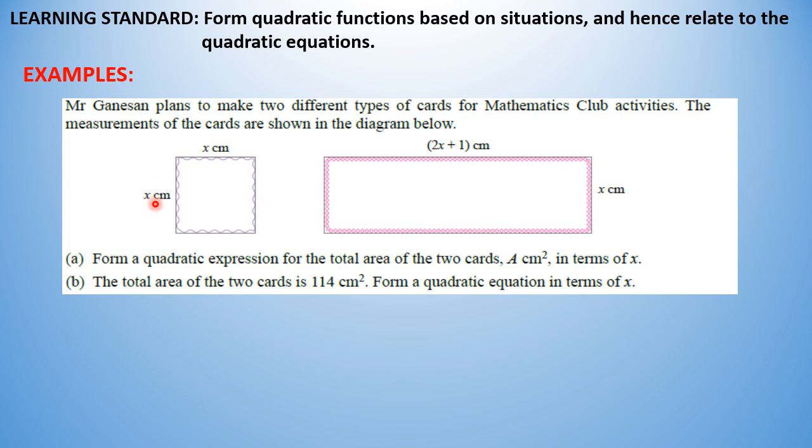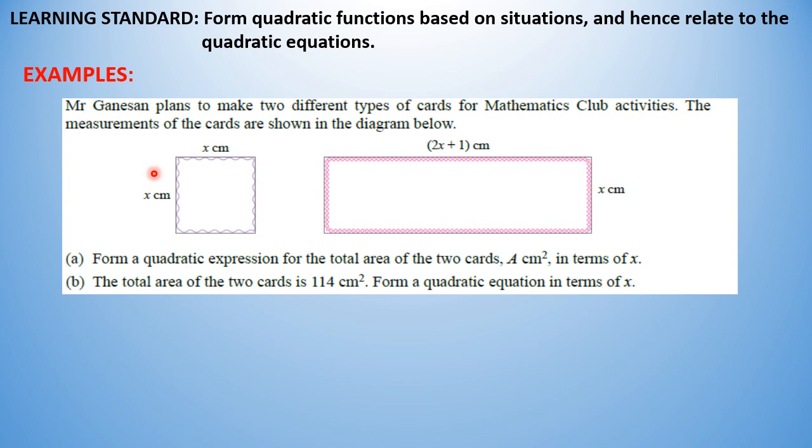Okay, the first one is in square shape. The length and width are x and x, and then this one is rectangular shape. The length and width are 2x plus 1 and x. Form a quadratic expression for the total area.